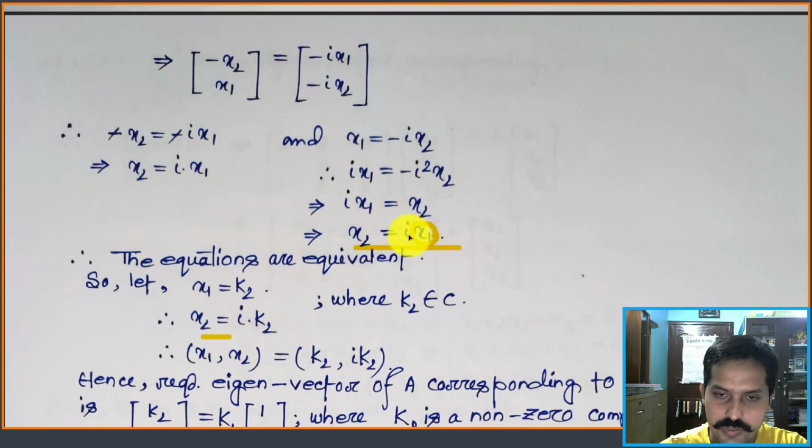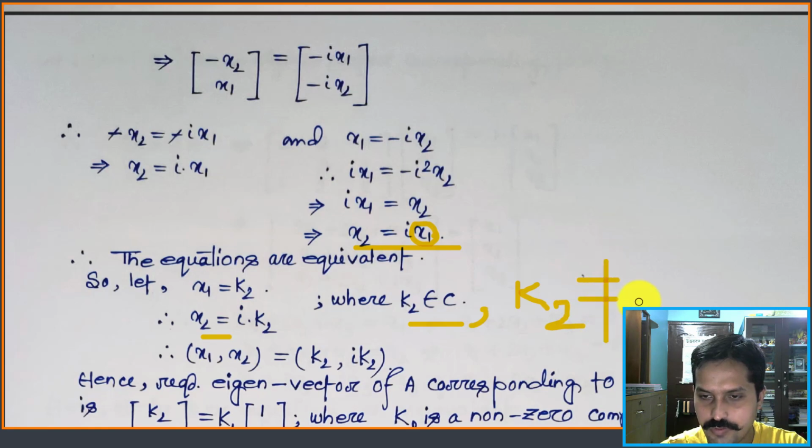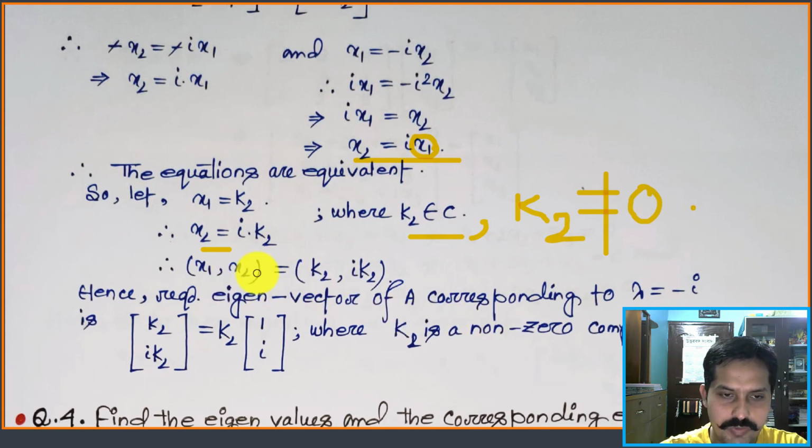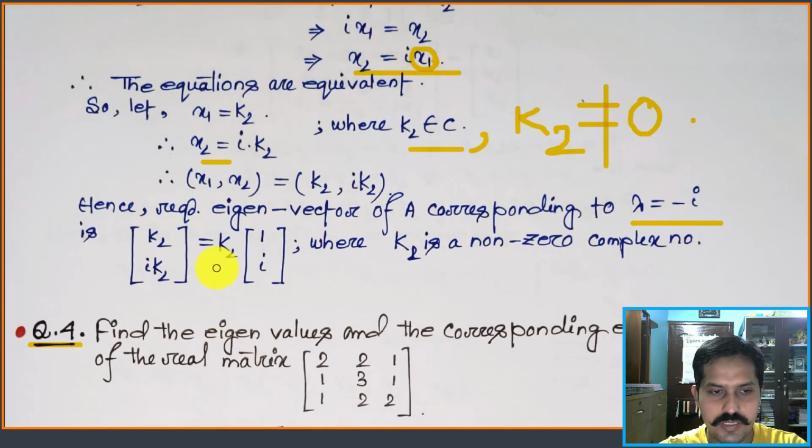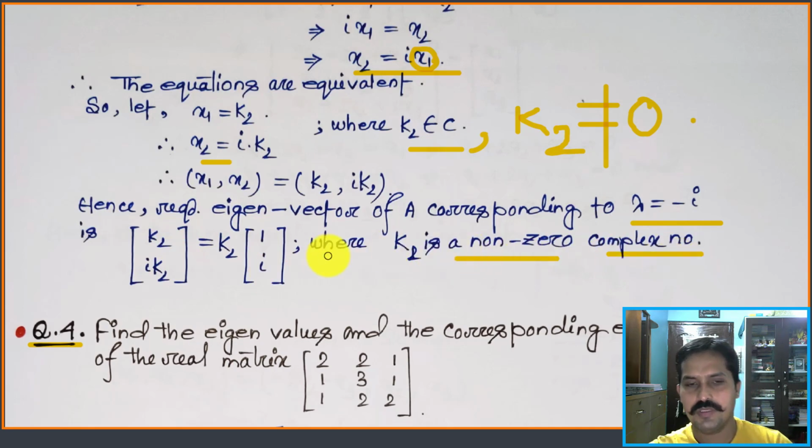So x2 is i into k2, where k2 is a non-zero real number. Here you have to write k2 not equal to 0. So what are the values of x1, x2? x1 is k2 and x2 is i k2. Hence the required eigenvector of capital A corresponding to lambda equals minus i is k2 times (1, i), where k2 is a non-zero complex number.